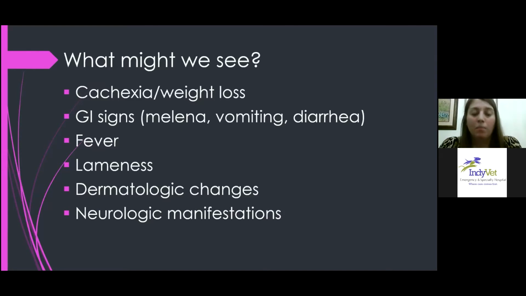As the body attacks the cancer, it can attack normal cells as well, including nerves. So we can see peripheral neuropathies, including myasthenia gravis. And we can also see other immune-mediated conditions, such as immune-mediated hemolytic anemia, thrombocytopenia, and polyarthritis.